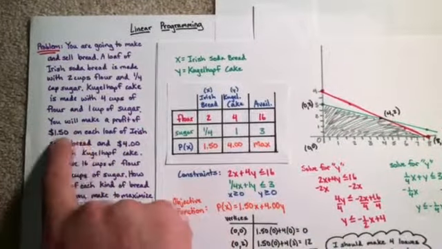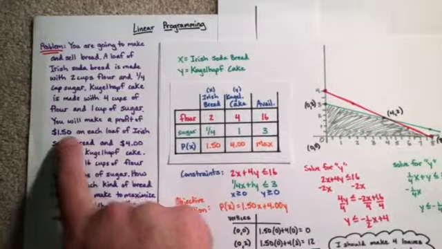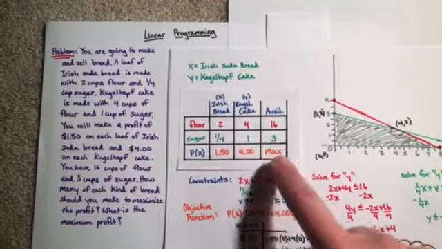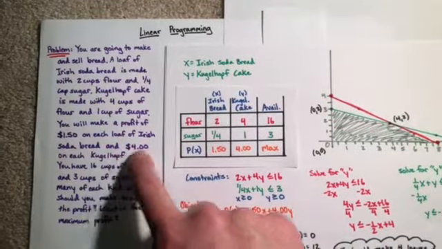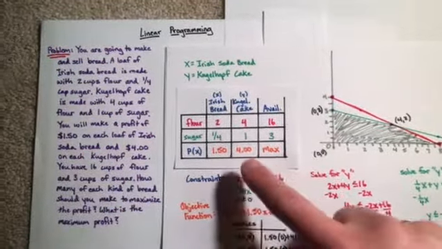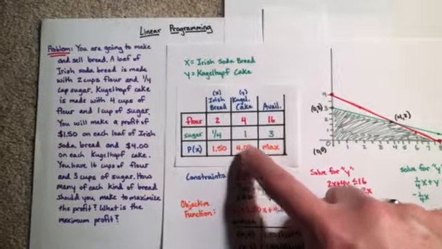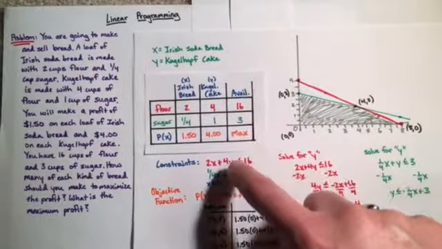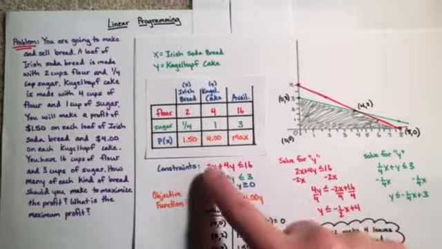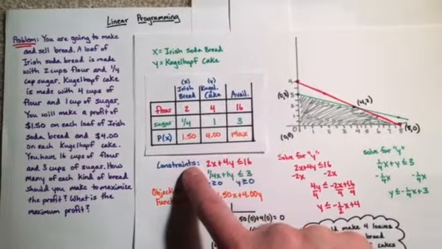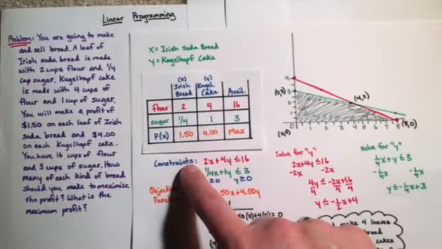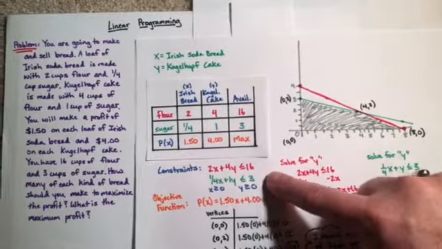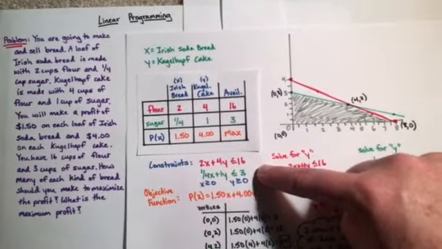And then it says the profit on each Irish soda bread is $1.50. So I wrote that here for my objective function at the bottom. And Kugelhof cake is a $4 profit on each cake. So I put that right there. And then I just made a note that I'm going to look for the maximum profit in just a few minutes. So from all my organized data, I can write out my constraints now. The constraints are what are going to help me find the points of my feasible region that are like extreme values. But we'll look at that in a minute.